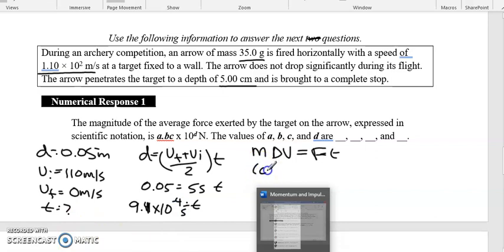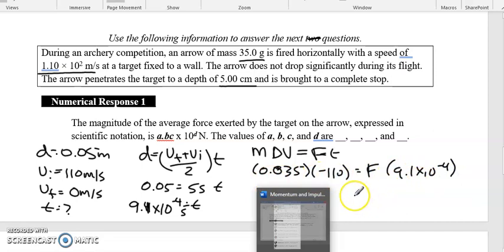But the mass of that arrow is not a lot. Multiply its mass by its change in velocity, divide by the time of 9.1 times 10 to the negative 4, and you wind up with a force of 4,235 newtons, or to proper significant digits, 4.24 times 10 to the 3 newtons.